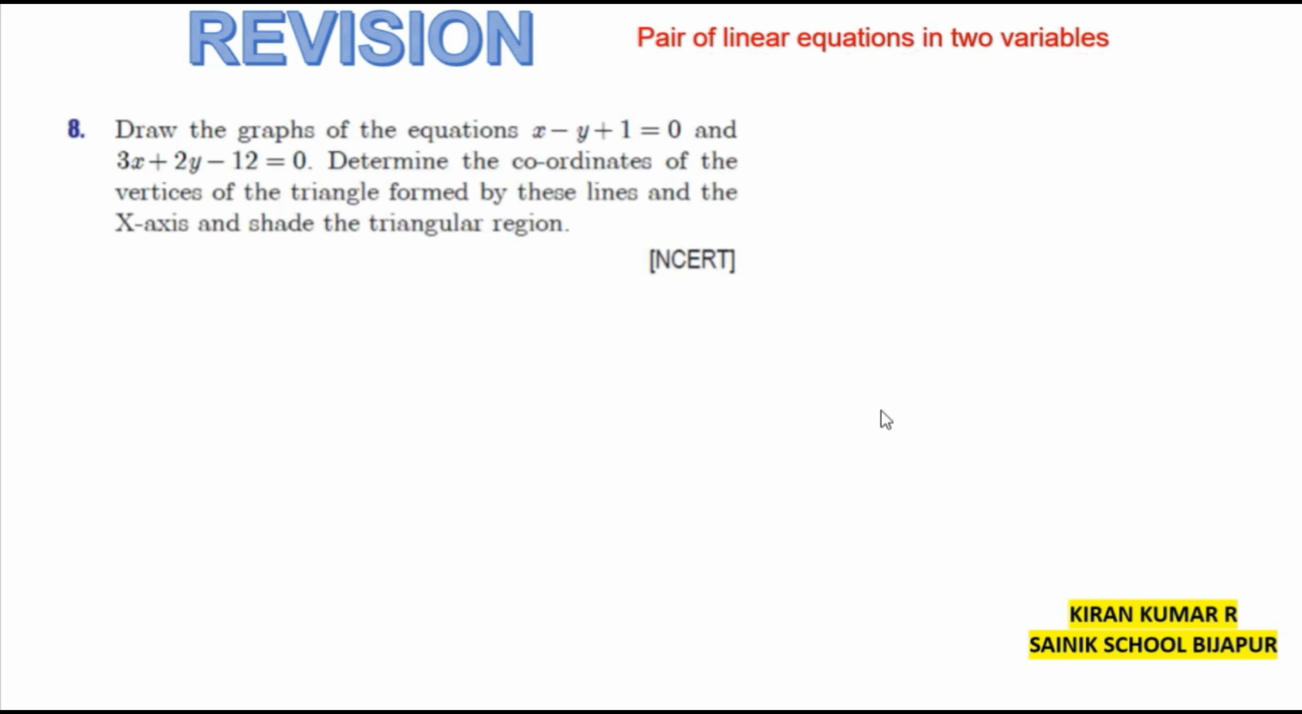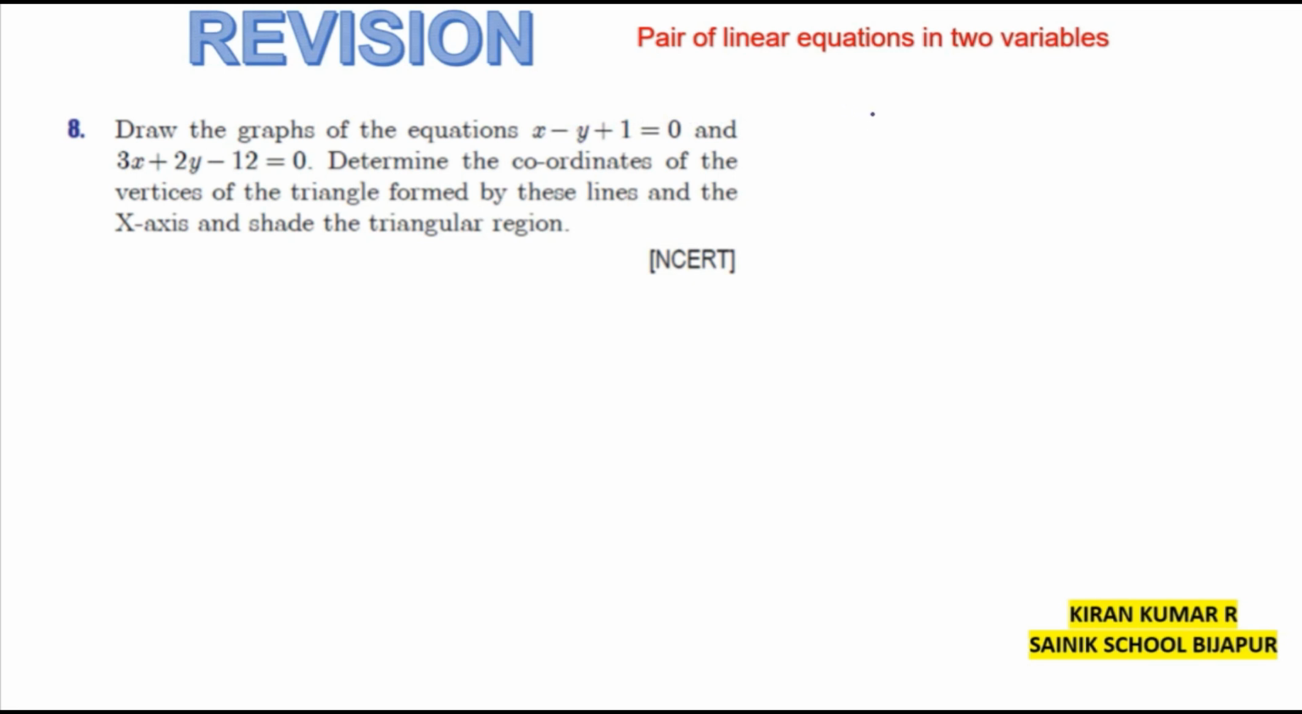Let us take another important question from inside the textbook. Question number 8. Draw the graphs of the equations x minus y plus 1 equal to 0 and 3x plus 2y minus 12 equal to 0. Determine the coordinates of the vertices of the triangle formed by these lines and the x-axis and shade the triangular region. Very simple. For both the equations, we have to get the xy coordinates and then plot the graph.